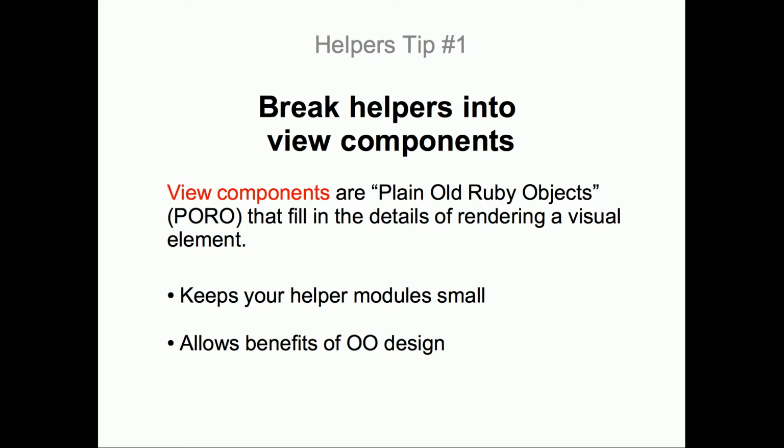Helper tip number 1: break your helpers down into view components. View components are just plain old Ruby objects that render something, like that top nav, that sidebar, the footer. If they're decently complex, if there's a lot of what to display and how to display it, pull it into a plain old Ruby object. Don't have it just in your view or in your helper like that. That's where 300-line helper files come from. And it also allows OO design, so you can reuse it.